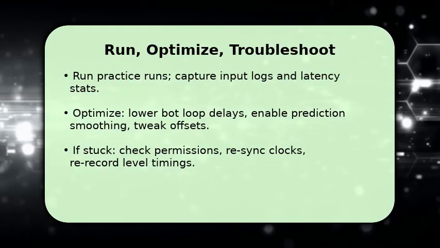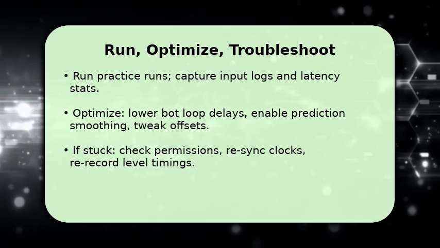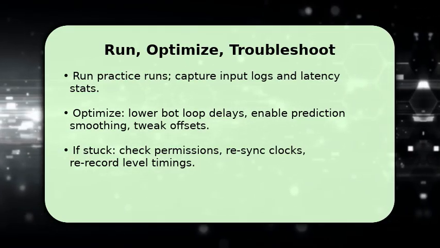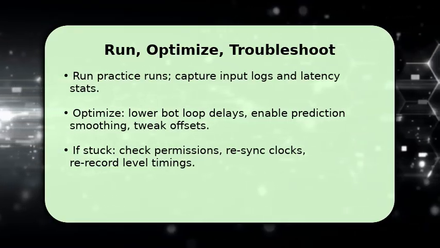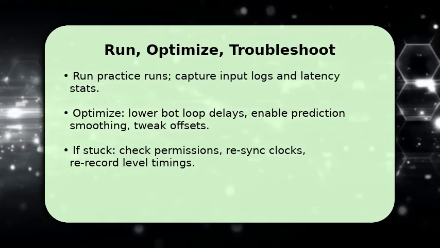You run full practice sessions and monitor input logs to spot missed jumps or latency spikes. Once done, optimize by lowering loop delays, enabling prediction smoothing, and fine-tuning offsets until success rates rise. For final calibration, run multiple iterations and average timing adjustments.